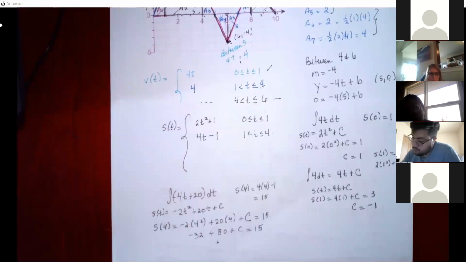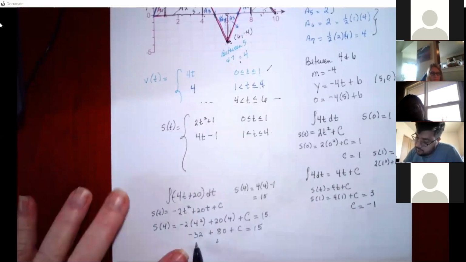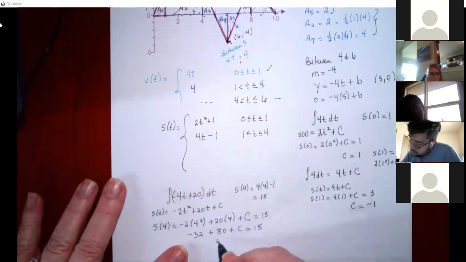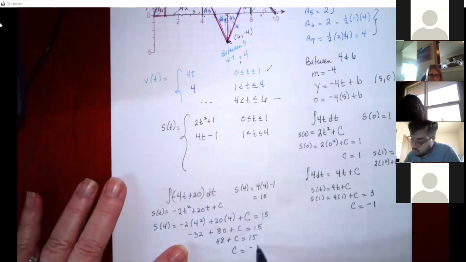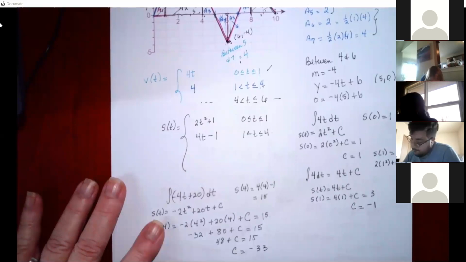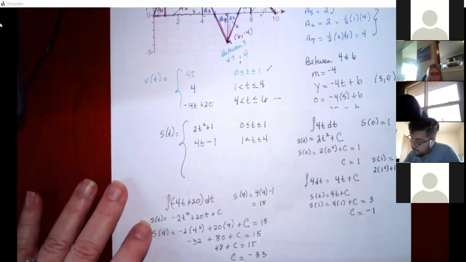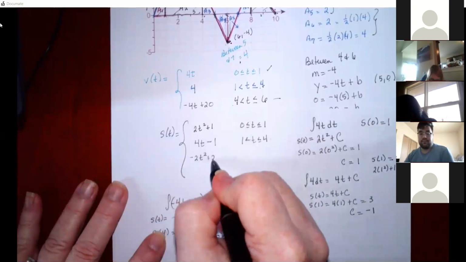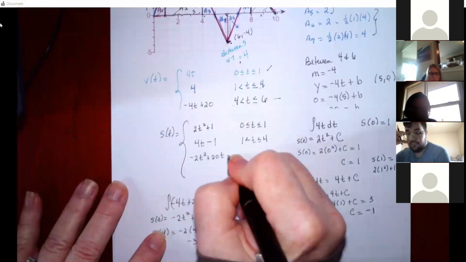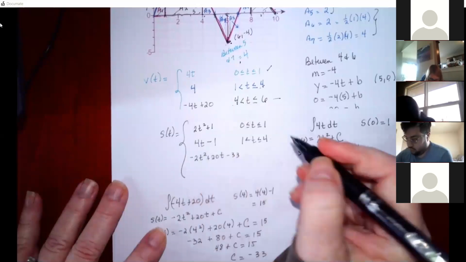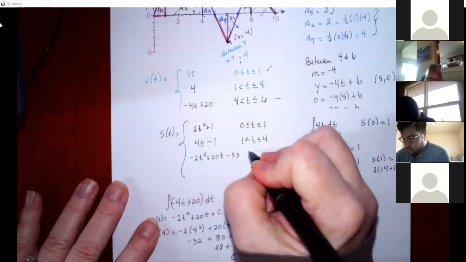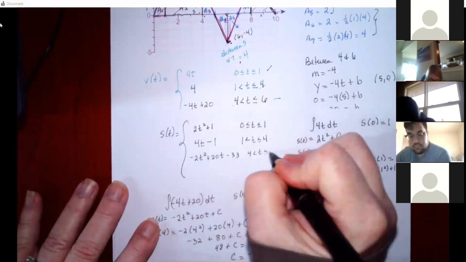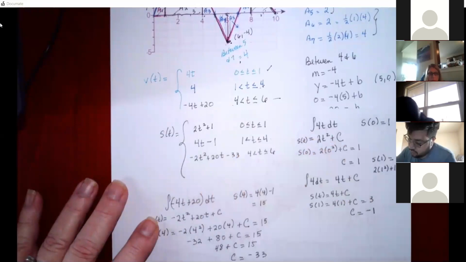I appreciate it. So we would have negative 32 plus 80, which is 48, plus c is 15. So c would be negative 33. That third part of our position function will be negative 2t squared plus 20t minus 33, and that will be the position function we use from 4 to 6.